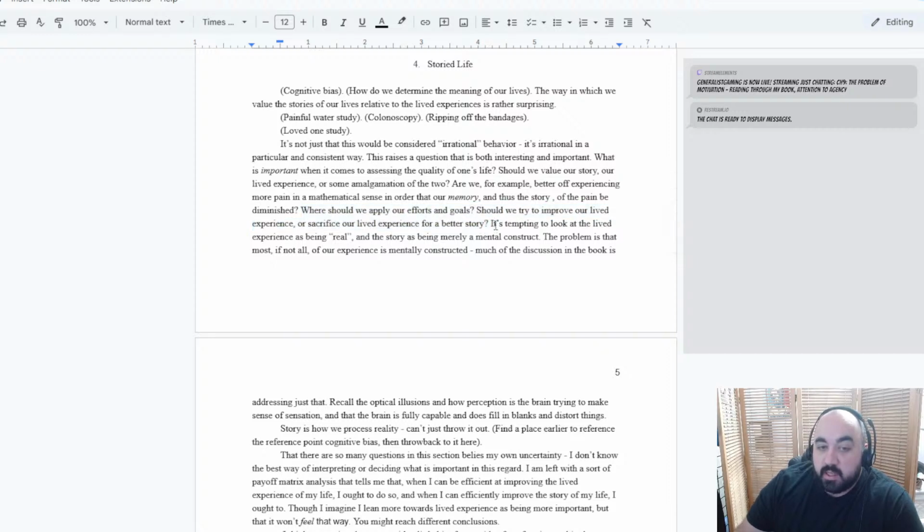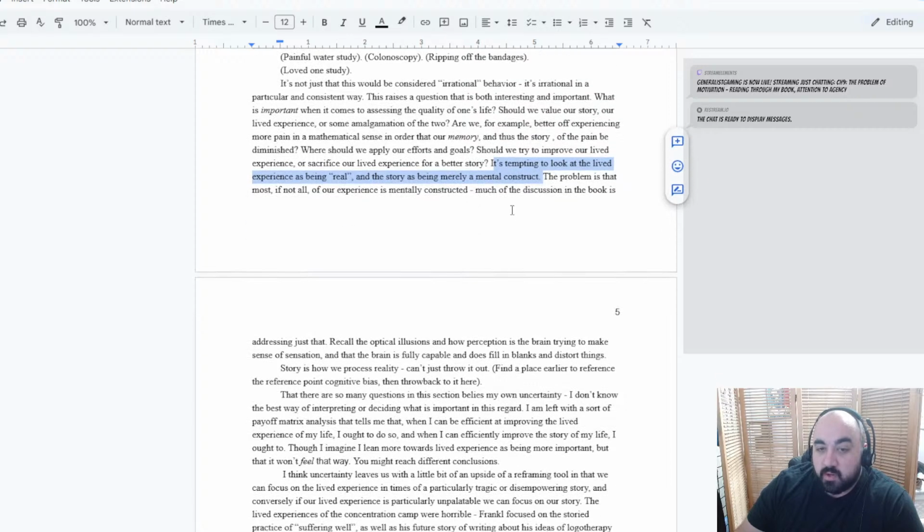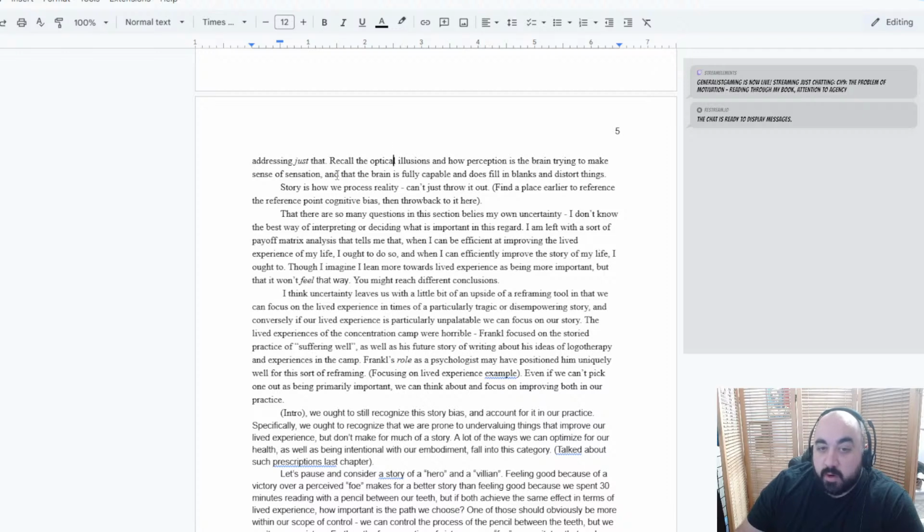It's tempting to look at the lived experience as being real and the story as being merely a mental construct. The problem is that most, if not all, of our experience is mentally constructed. Much of the discussion in the book is addressing just that. Here, let's italicize this. Recall the optical illusions and how perception in the brain is trying to make sense of sensation, and how the brain is fully capable of filling in the blanks and distorting things. The story is how we process reality. We can't just throw it out.